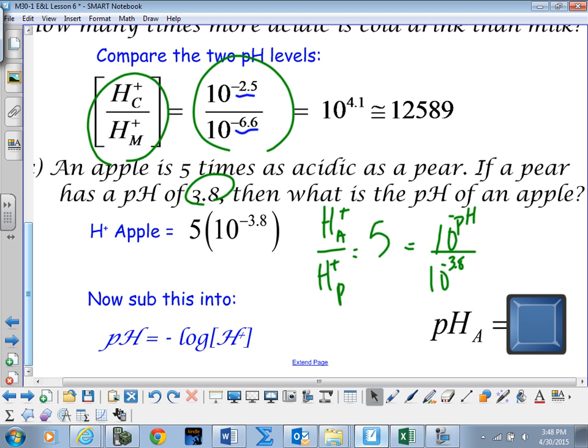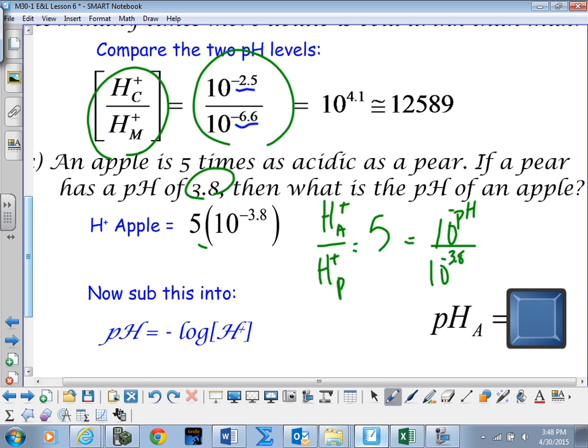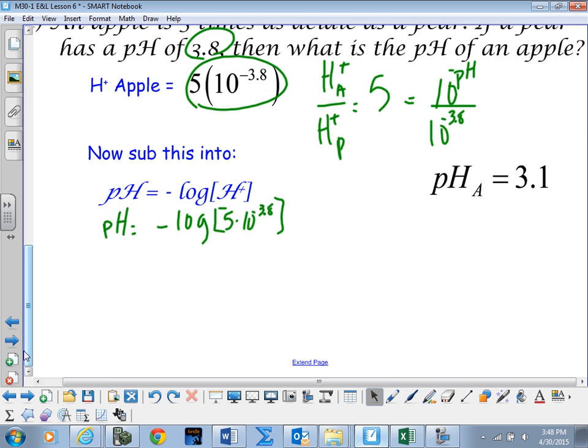What we're going to do is 5 times 10 to the negative 3.8. We actually can put it right into our original formula. Once we have the hydrogen concentration, we can put in 5 times 10 to the negative 3.8, and that will give us our pH. So we're going back to the original log formula to calculate the pH, which works out to 3.1. There is a really good example of pH questions in the assignment as well.